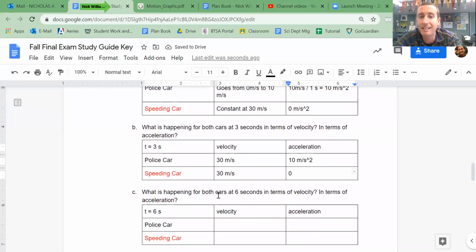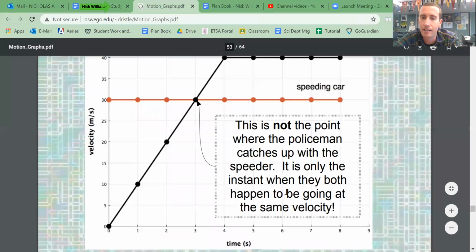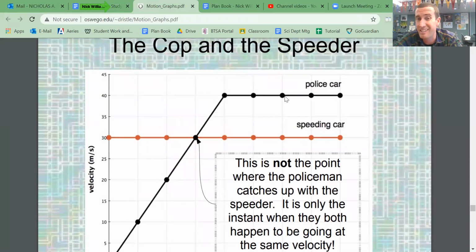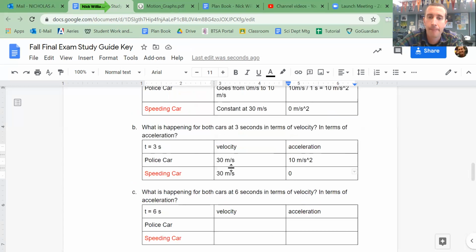And then how about at 6 seconds in terms of velocity and in terms of acceleration? So at 6 seconds is right down over here. The speeding car continues going 30 meters per second. It goes 30 meters per second the entire time. The police car is now going 40 meters per second. So it has now gone faster than the speeding car. Police car is going 40 meters per second. The speeding car is going 30 meters per second.